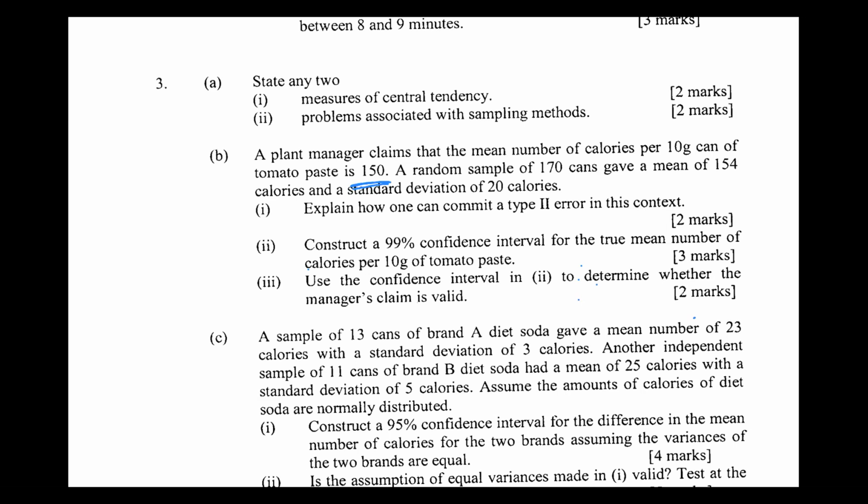So I said that the existing statement is known as the null hypothesis, H naught. It means that that's the existing statement. So what we have is that the null hypothesis is that mu, the population mean, is equal to 150. That is what we have now.